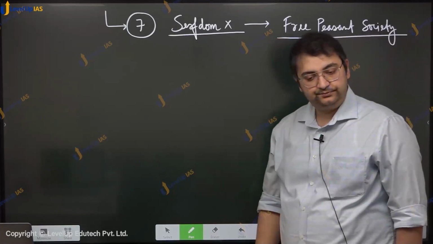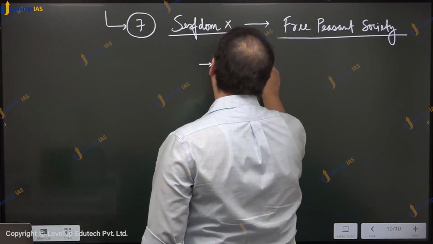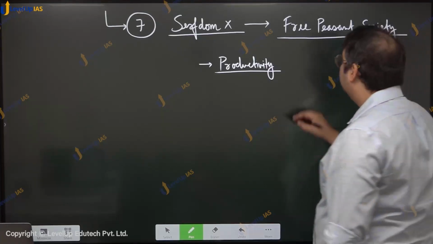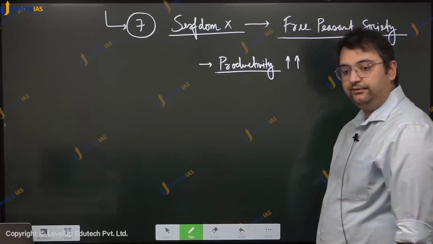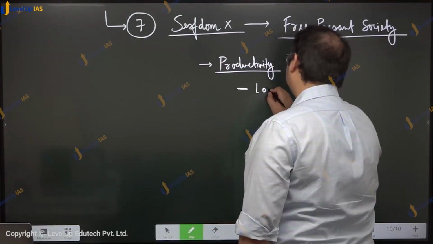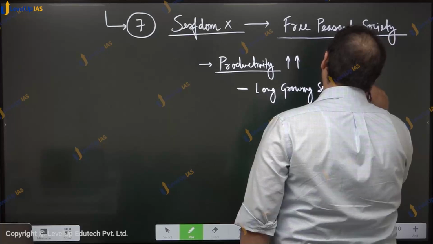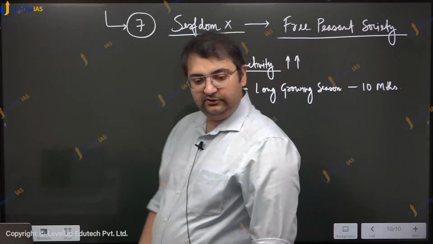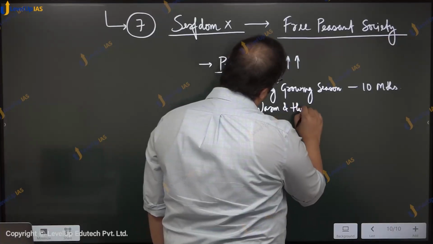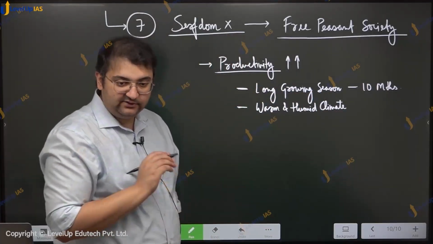And why is this? Because productivity of the land in India was much higher than Europe. ठीक है? Why was it much higher? First of all, because of the long growing season. Ten months of sunshine across North India. Warm and humid climate, which is much more suitable for agriculture and supporting large varieties of crops.